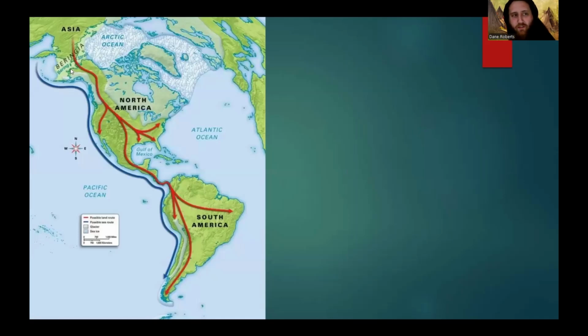The most famously known way is via the Bering Land Bridge, wherein peoples from East Asia migrated across a land bridge that was present due to the lower sea levels, and then migrated on foot into North America and then eventually South America.